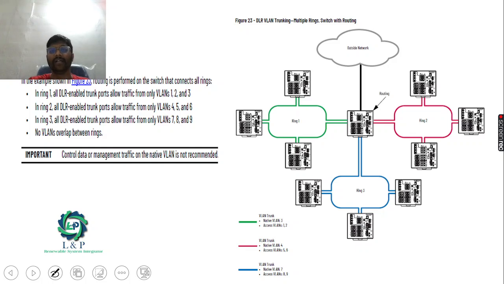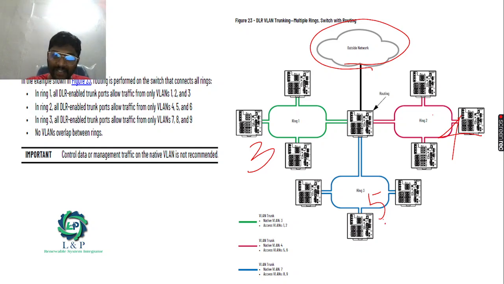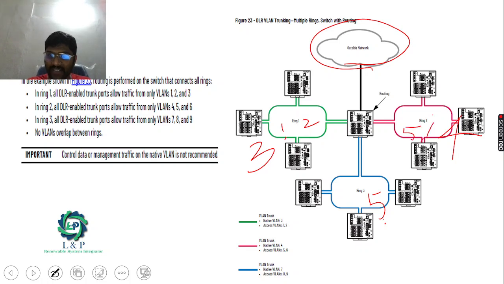Next, as you can see here, we have a DLR VLAN trunking with multiple rings: ring 1, ring 2 and ring 3. We also have the outside networks as well. As you can see, we have VLAN ID 3 assigned to one, 4 assigned to another and 5 assigned to the third. We also have VLAN access for 1 and 2, then 5 and 6, and then 8 and 9. So here no VLAN overlaps between the rings.